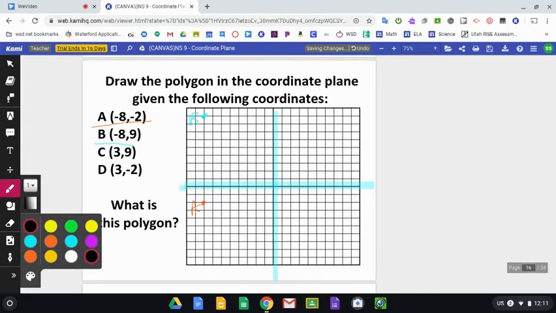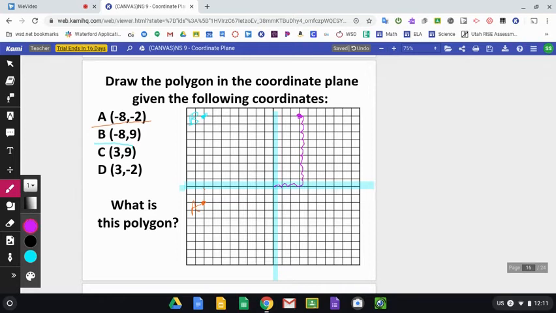Point C, we'll go to the right 3 and go up 9. If you need to put those little bubbles in there, you can. And that was point C. And then point D, start at the origin, over 3, and then down 2. And that's point D.